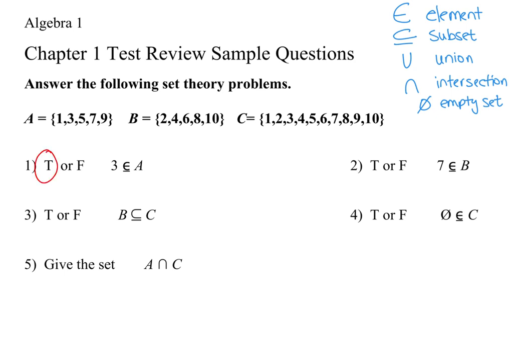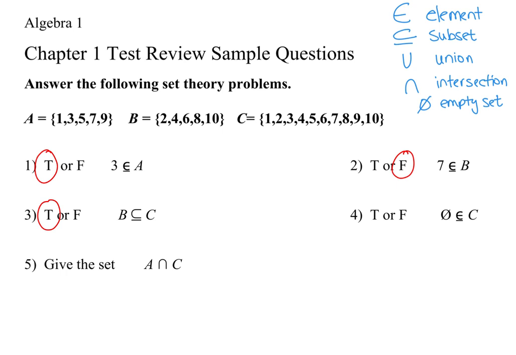What about 2? 7 is an element of B. That is false. What about 3? B is a subset of C. True. And what about 4? The empty set is an element of C. Those of you that said false, you're correct.